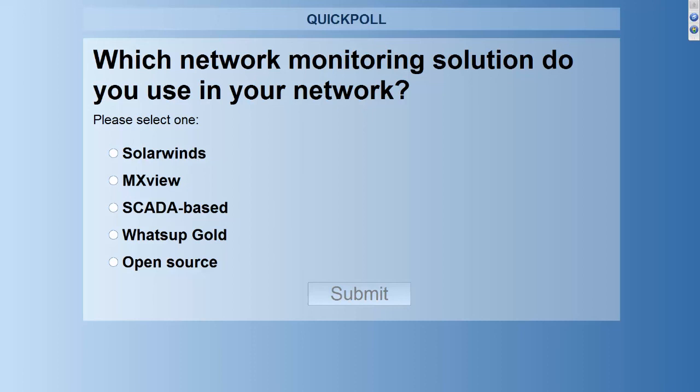All right, there is a clear front runner. You will all see in a few seconds. We'll keep the poll open a little bit longer. If you haven't voted, now's your chance to let us know what you're using for network monitoring. All right, we'll give you 5 more seconds. 4, 3, 2, 1. Let's take a look at those results.